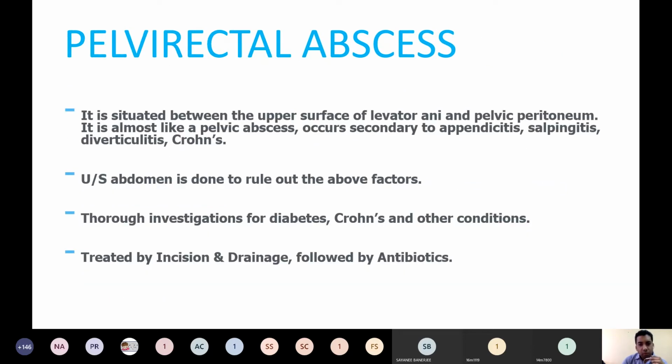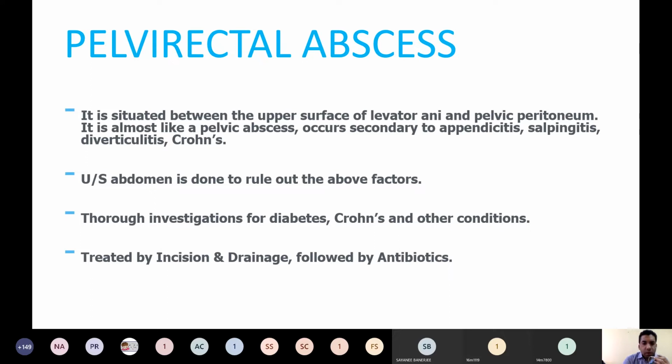Okay. Now we talk about pelvirectal abscess. Pelvirectal abscesses are the abscesses which are formed above the levator ani, that is puborectalis. So it is situated between the upper surface of the levator ani and pelvic peritoneum. Okay, it is most commonly, like a pelvic abscess, secondary to appendicitis, salpingitis, diverticulitis, or even Crohn's disease.